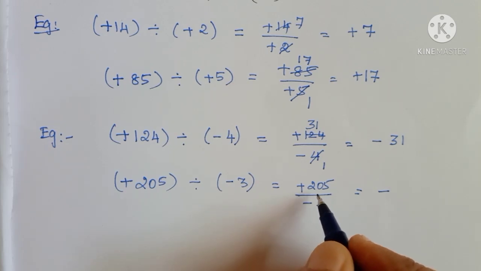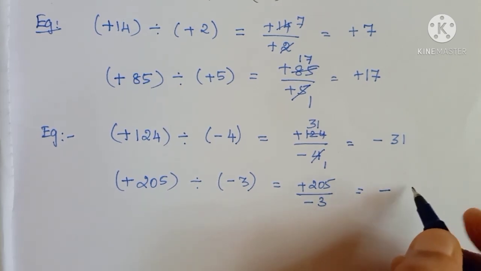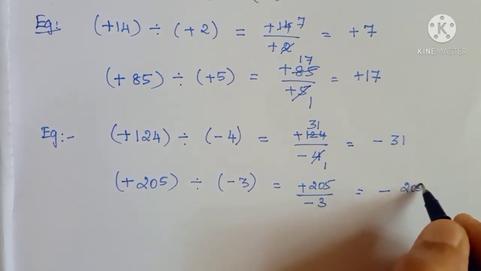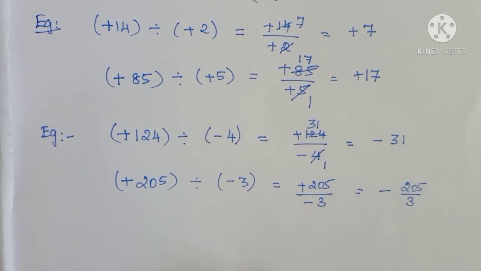Just you have to add and see: 2 plus 0 plus 5 is 7. 7 is not divisible by 3. So we can write the answer directly, 205 by 3. Suppose in the question they are asking in decimal form, we can write decimal also. So in an MCQ or multiple choice question, they will ask the answer sometimes in fraction form, sometimes in decimal form. So just refer to the options and then give the answer for that problem. According to your options only, we will say whether the answer is in decimal form or in fraction form.